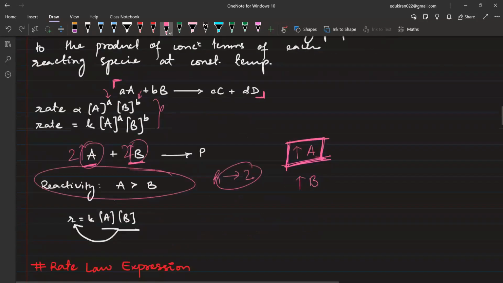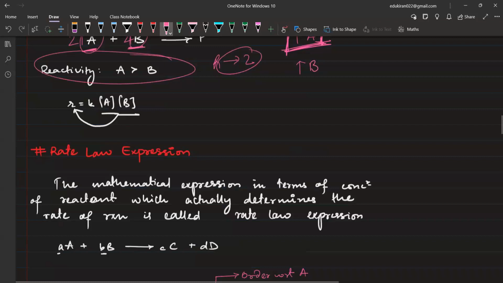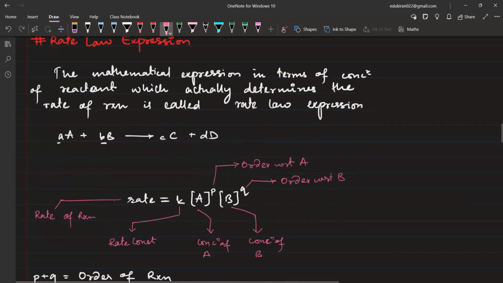But in reality, what is there? In reality, we have the rate law expression, which is the mathematical expression in terms of concentration of reactant which actually determines the rate of reaction, called the rate law expression. Now what will the rate law expression be? For a reaction aA + bB gives cC + dD, that means A, B, C, D, the small a, b, c, d, they are still the stoichiometric coefficients of the reacting species and the products.